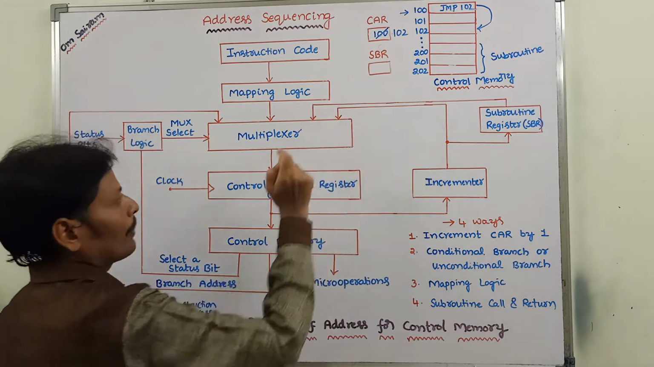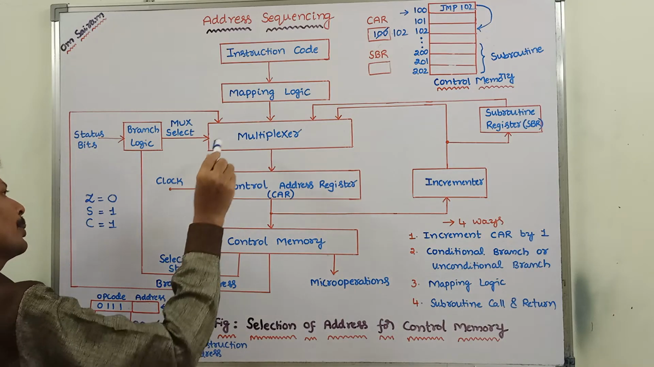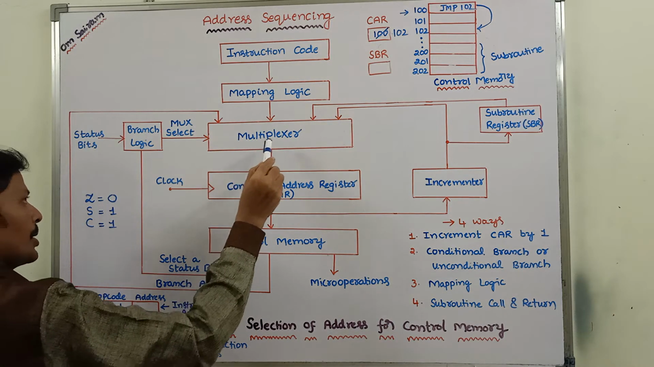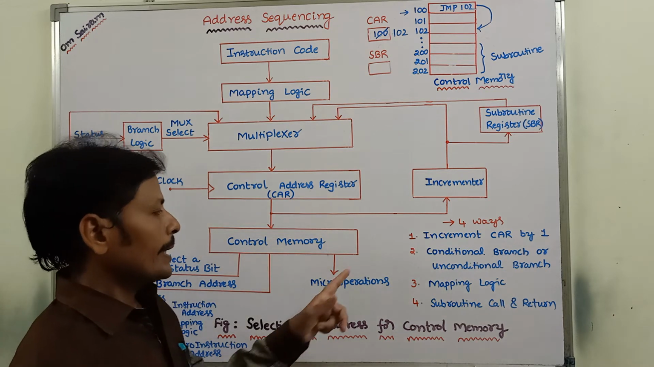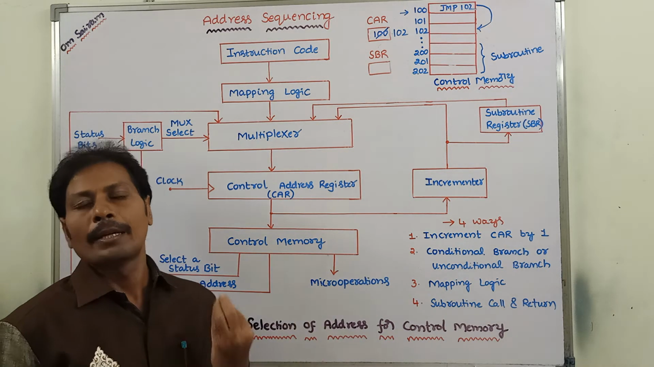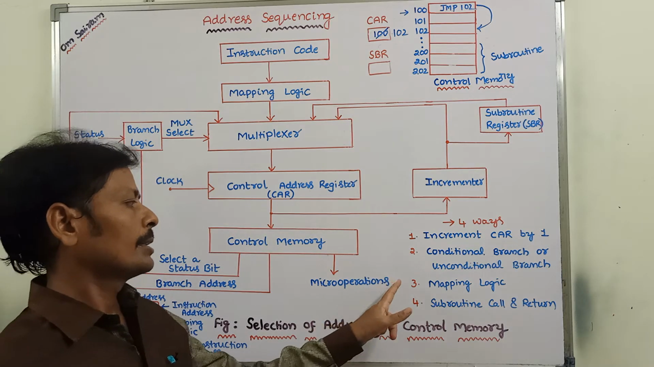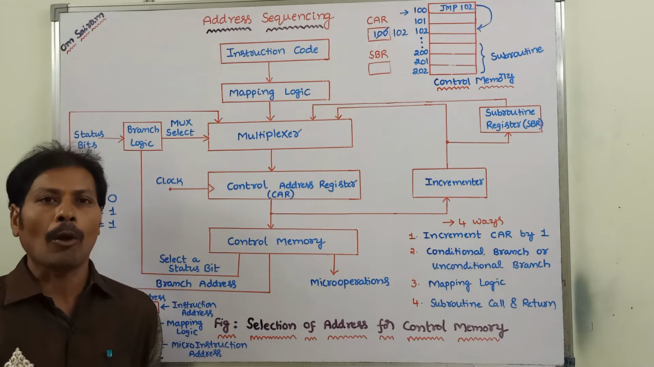That branch address is loaded into the control address register through the multiplexer. In this way, the second way is performed. Next, the third way is mapping logic.